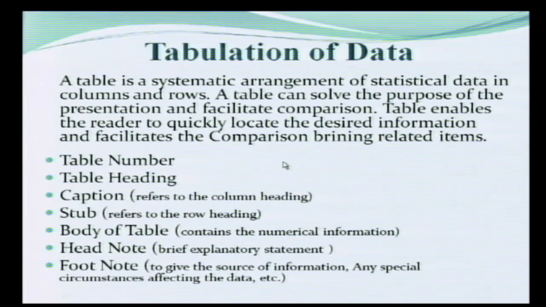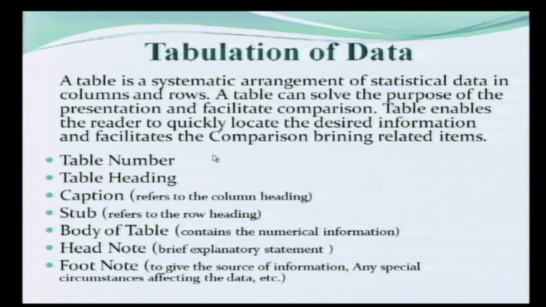Now after constructing the frequency distribution, tabulation of data is another aspect of representing information. The observations collected from any method of data collection can be represented in the form of a table. A table is a systematic arrangement of statistical data in columns and rows. A table serves the purpose of presentation and facilitates comparison. A table enables the reader to quickly locate the desired information and facilitates comparison by bringing related items together.